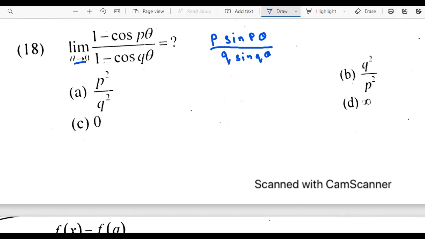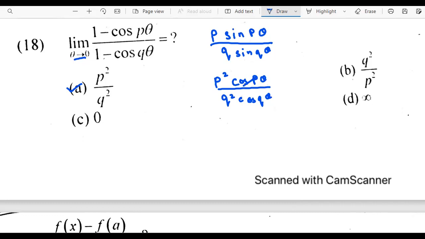This time it would be p square. And why are we getting p square? Because we had one p already and the second p is coming from the derivative. Cos p theta divided by q square into cos q theta. So this would be A, because when we use theta approaching 0, this would become 1 and 1. So it would be p square by q square.